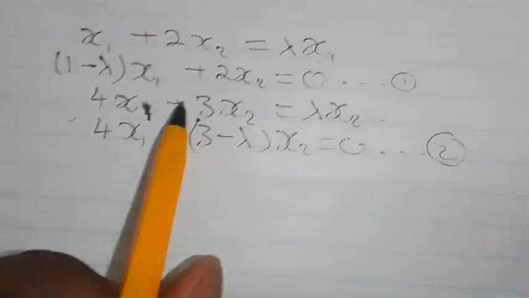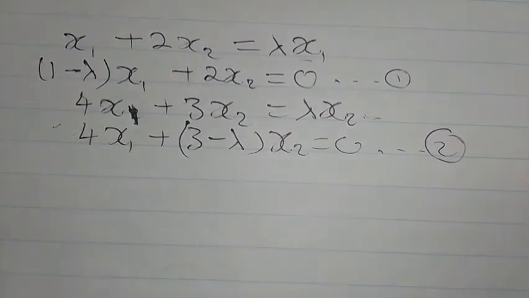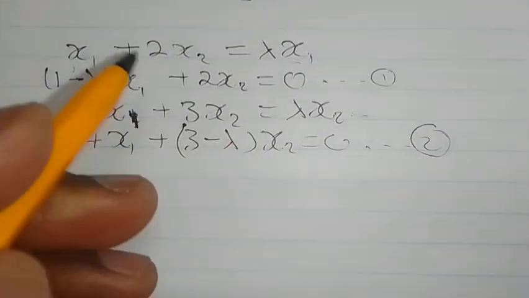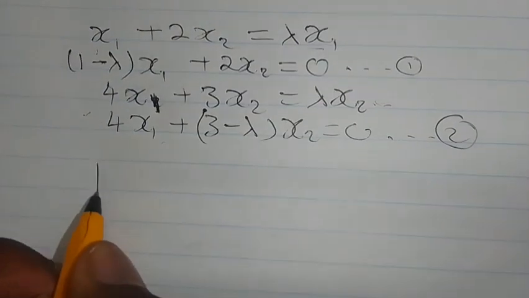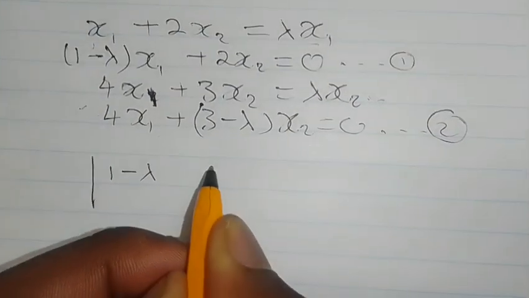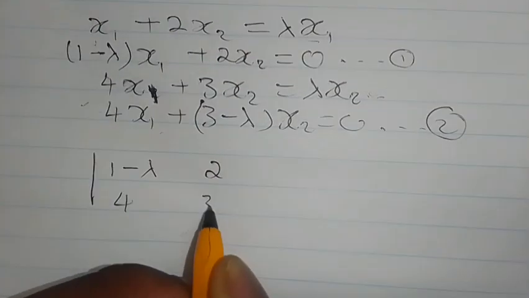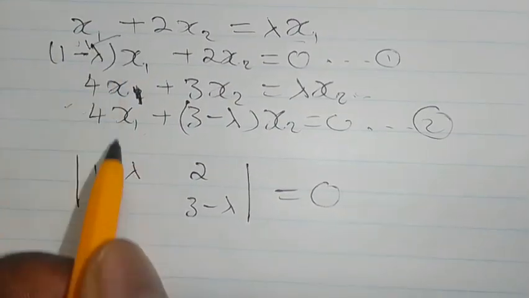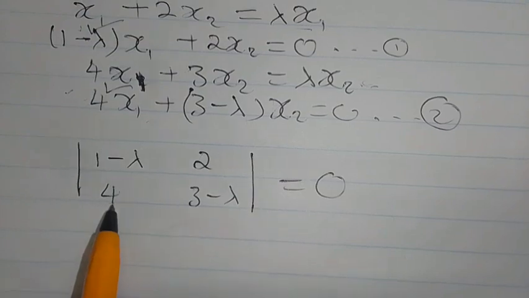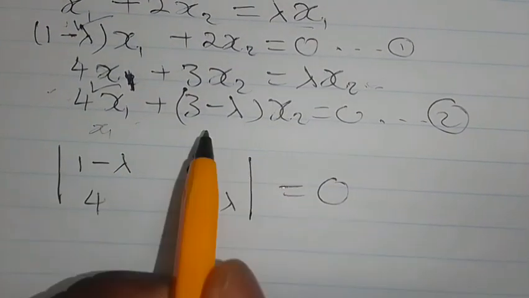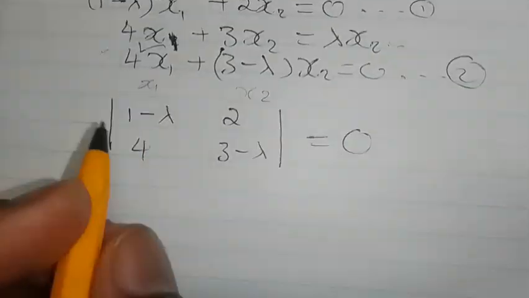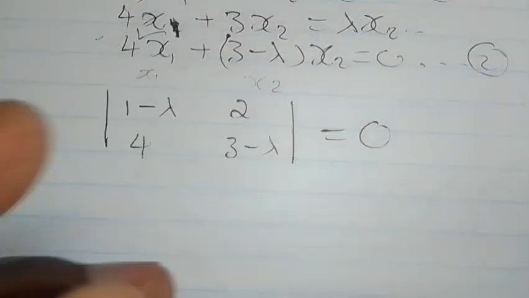So now you have these equations, and you want to solve for λ. Obviously, when you do that, you equate the determinant associated with this to 0. So that means the determinant of the matrix with rows (1 − λ, 2) and (4, 3 − λ) is equal to 0. You're basically taking the coefficients like this, 1 − λ and 4. These are associated with x1, and these are associated with x2. And now you want to find the value of λ, the eigenvalue.